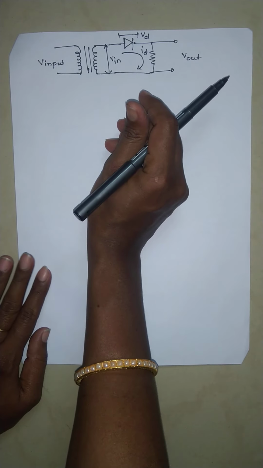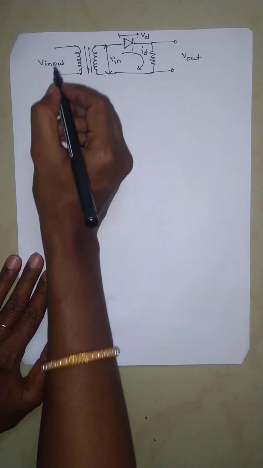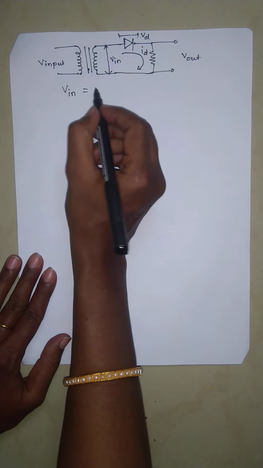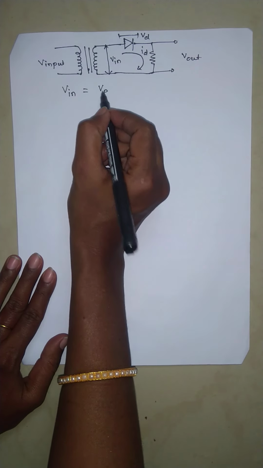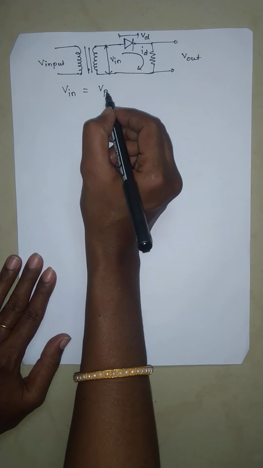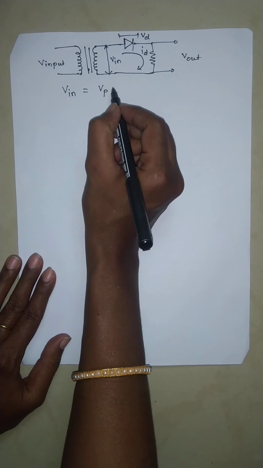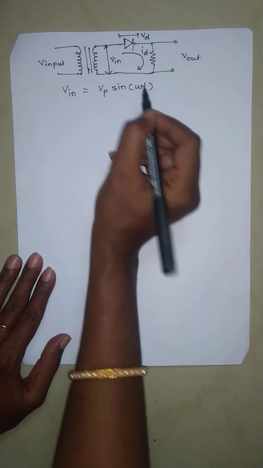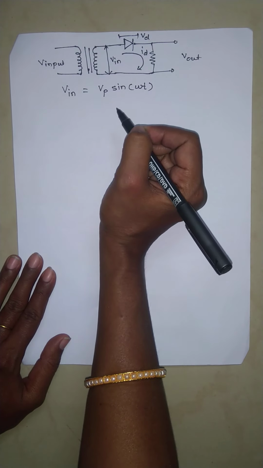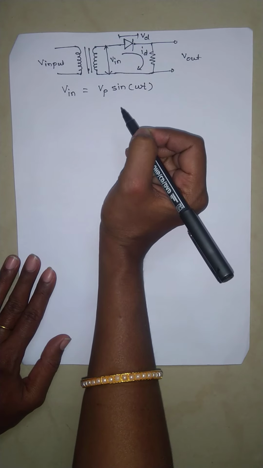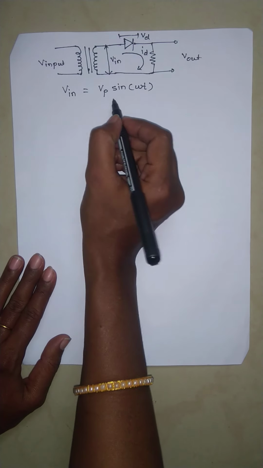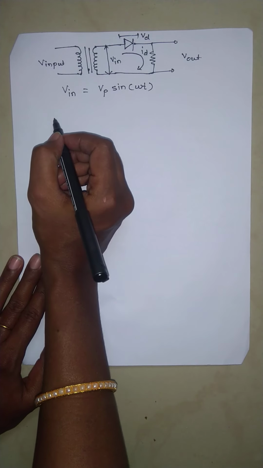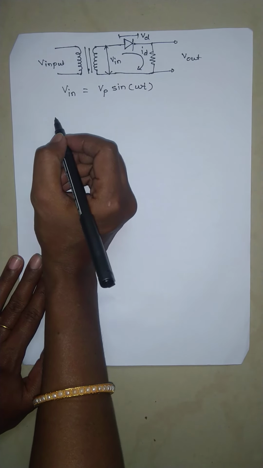Now, the input voltage, which is the AC voltage, we can write down as V in equals Vp, that is the peak value of voltage, into sine omega t. So V input is equal to Vp sine omega t, where Vp is nothing but the peak voltage.